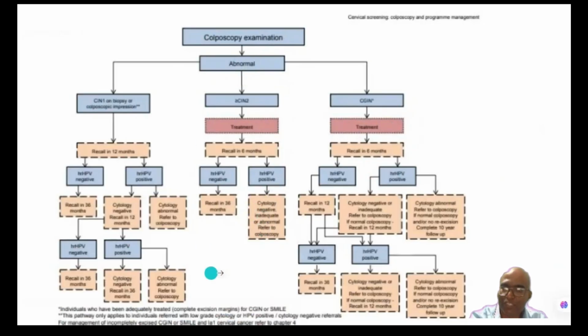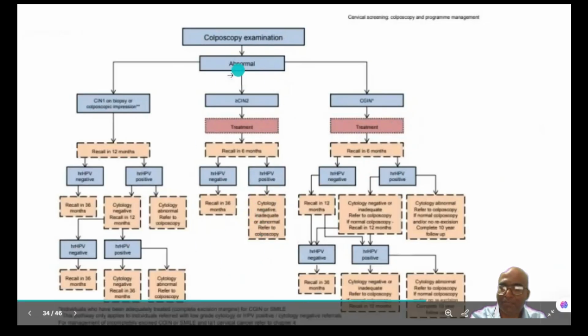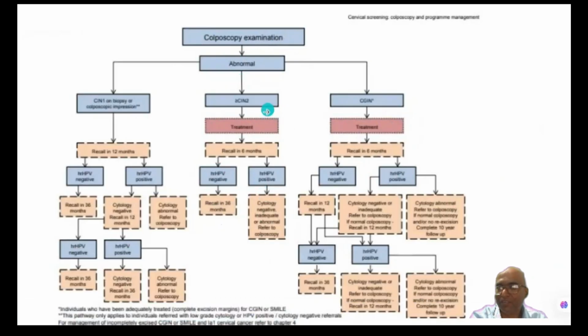This flowchart is relatively simple. I don't think there should be any problem with this. Is it clear? CIN2, 3, okay. Now let's talk about CIN1. CIN1 is a mild pathological issue. So colposcopy is abnormal. You have taken the biopsy and you got CIN1 as a report, or a colposcopic impression of CIN1. Then you will call these patients in 12 months, see the HRHPV. If the HRHPV is negative, you will recall in 36 months.